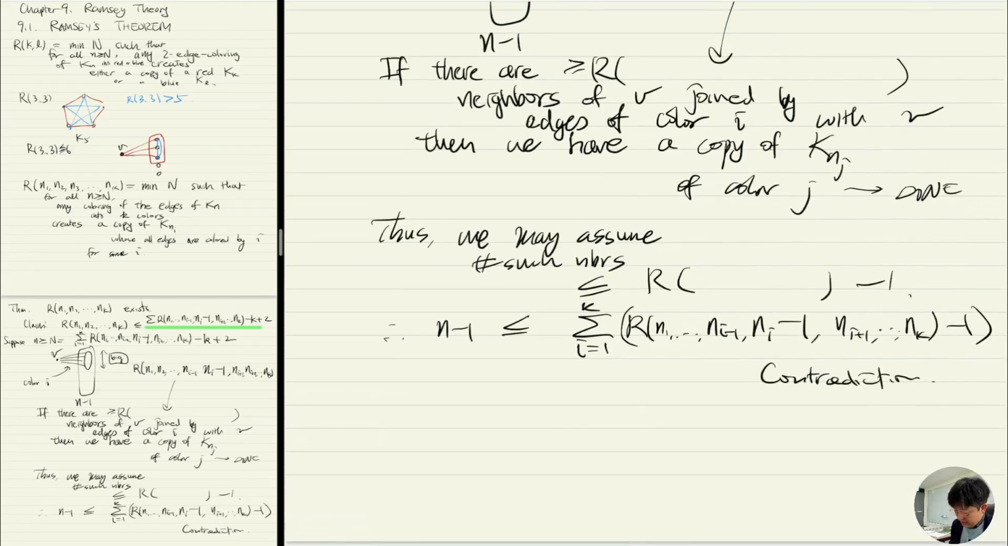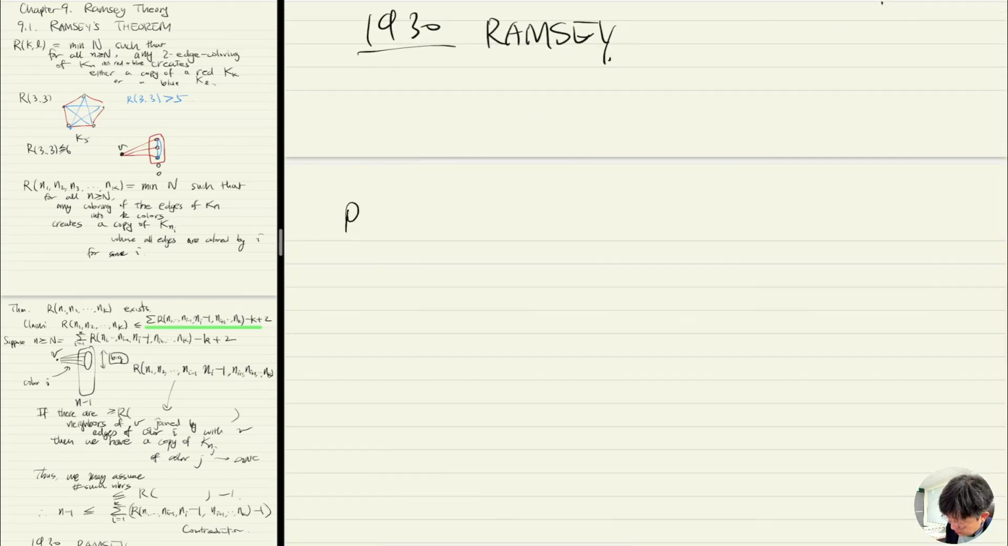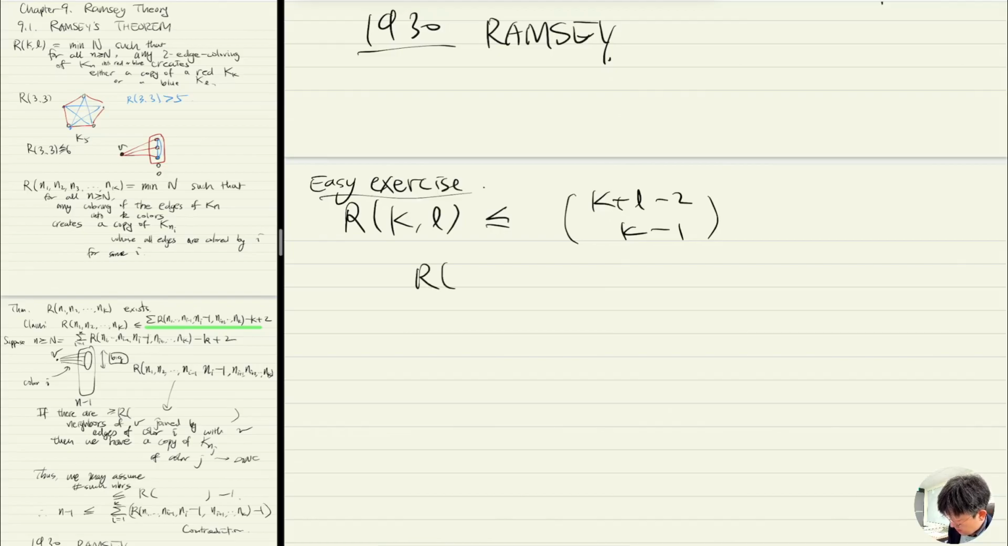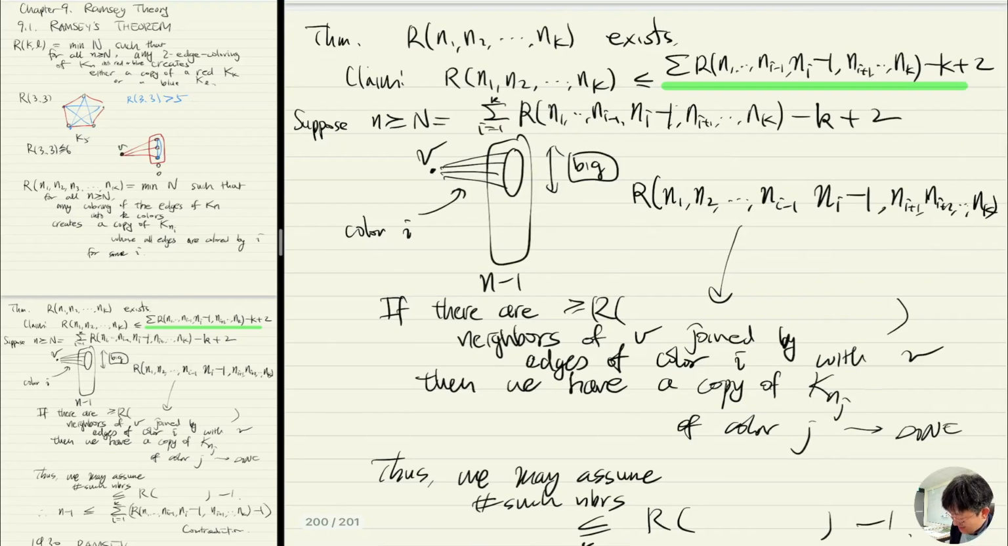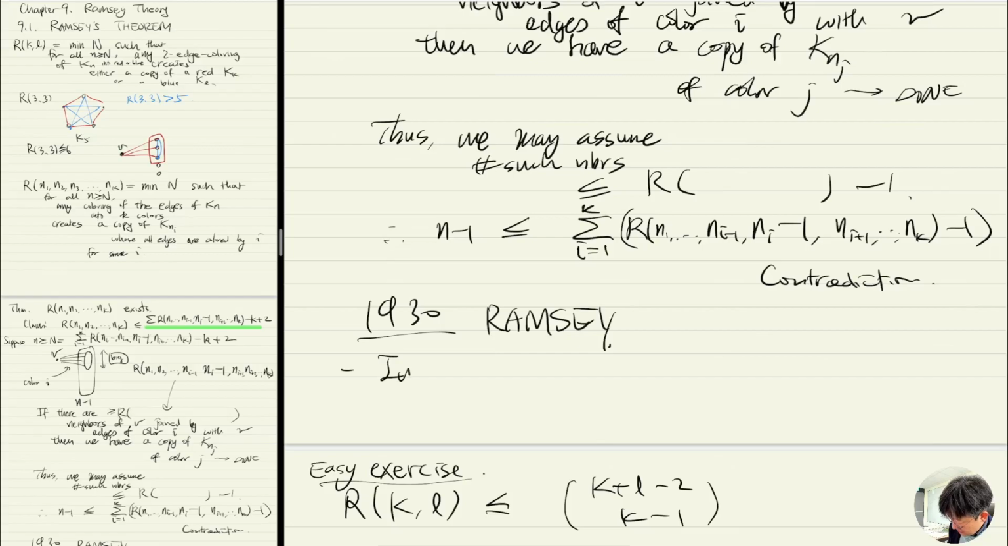And this is a theorem due to Ramsey in 1930. When you have only two colors, you can actually prove the following. Why? You can see this by induction. So R(1,1). Oh, by the way, I didn't mention why this inequality implies that this Ramsey number exists, because we apply induction on the sum of the n_i.